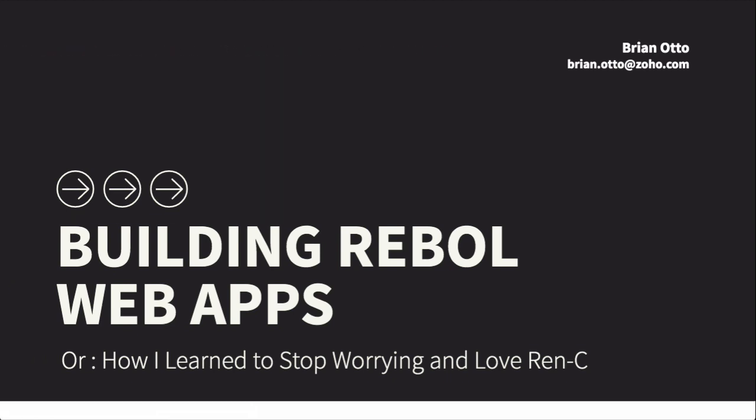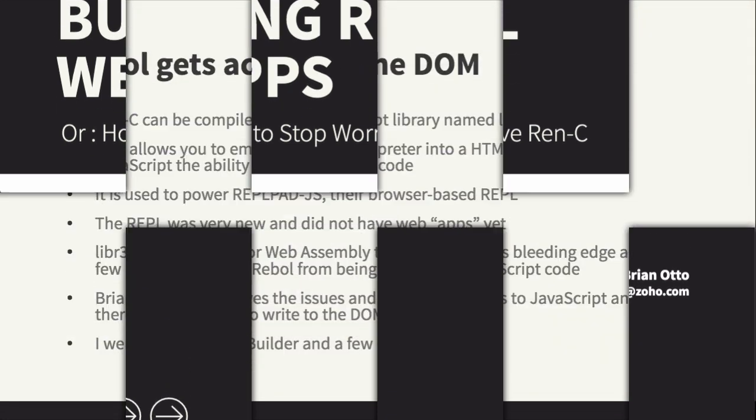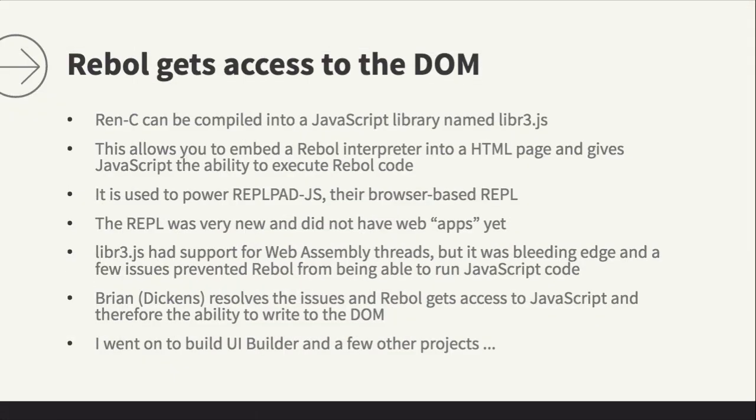My name is Brian Otto, and I'm going to talk about building Rebol web apps. Ren-C, as most of you know, is a branch of the open source Rebol 3 codebase.